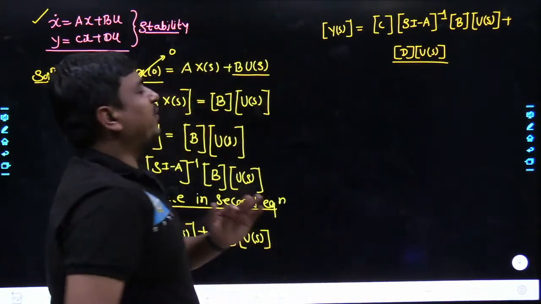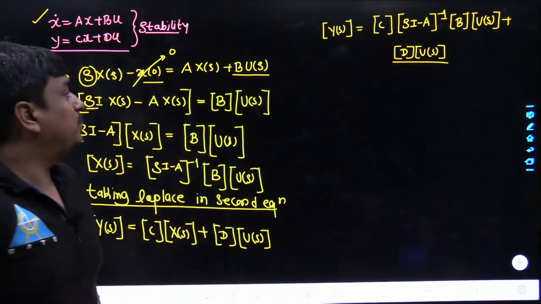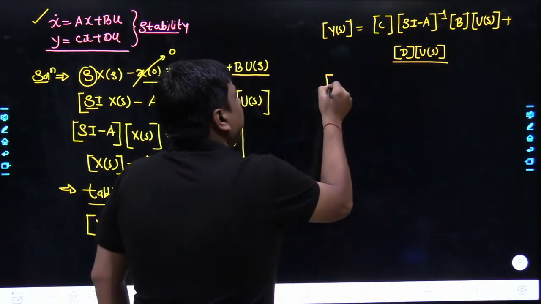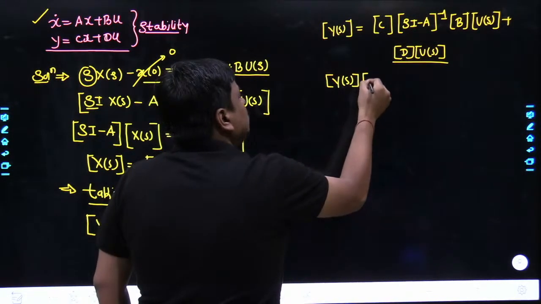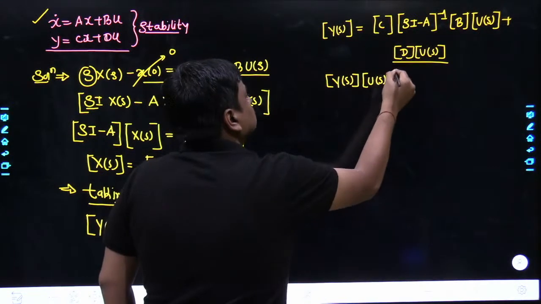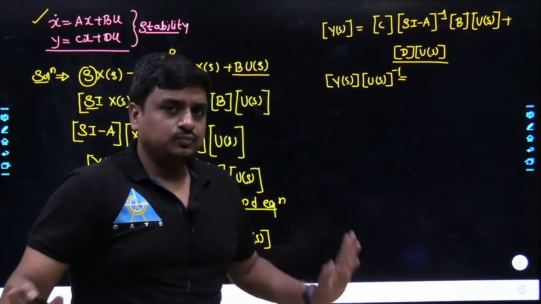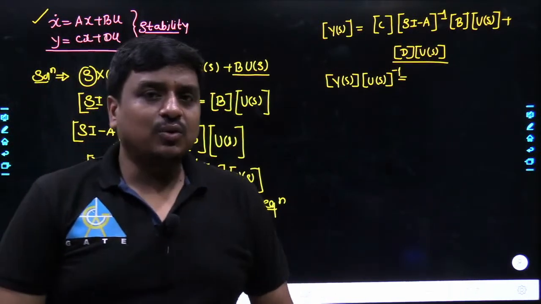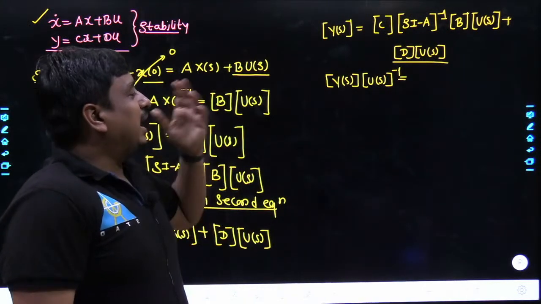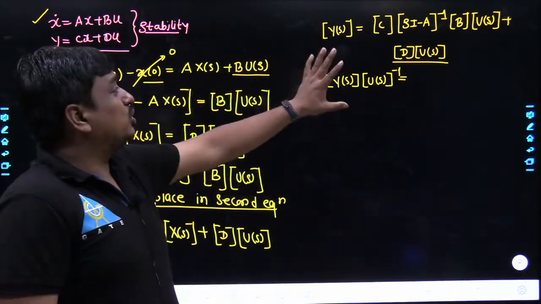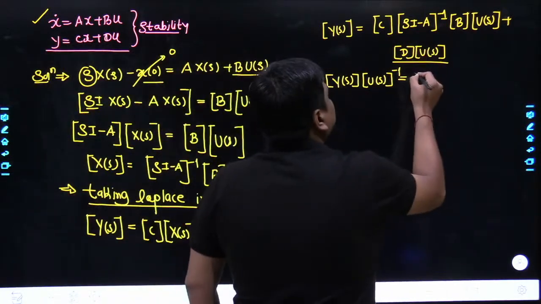And if you are interested in finding the transfer function, may I know how the transfer function would be calculated? Output divided by input, but in linear algebra this can be written as Y(s) into U(s) inverse. Agreed? No doubt as such. If this is the case, I would be multiplying U(s) inverse on both sides towards the right hand side. Yes. So now simply it becomes C.